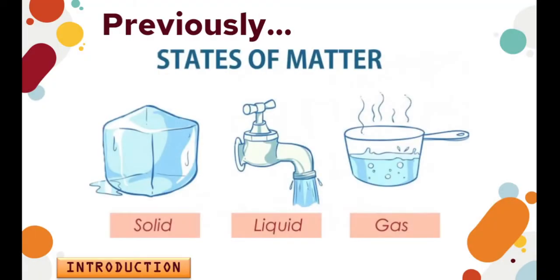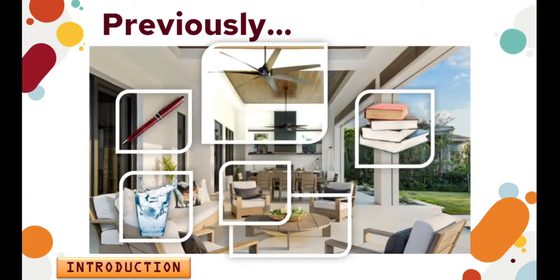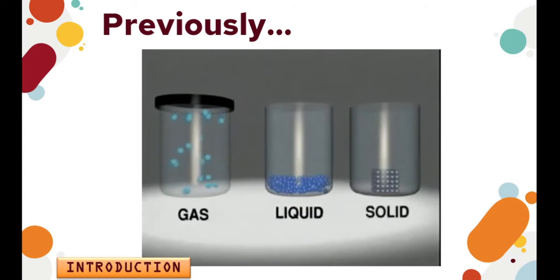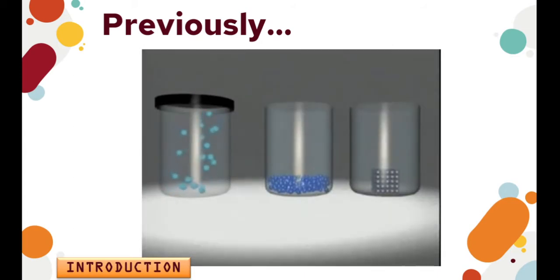From the previous lesson, you have learned the different phases of matter, their properties, and that it can be classified as solid, liquid, and gas. As you look around, you can see all sorts of examples of matter. Matter is made up of particles that are in constant random motion and are held together by attractive forces. In this lesson, you will learn more about how these particles of matter behave.